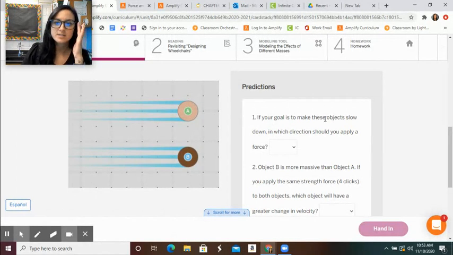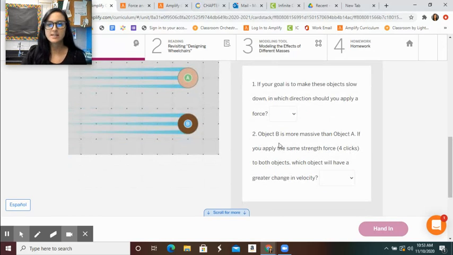And so the two predictions we have to make before we actually test it out in the simulation is, if our goal is to make these objects slow down, which direction should the force be applied? You're going to click from the drop down menu here: up, down, left, right. We know that these objects are already moving to the right, so which direction should these forces be applied to get it to slow down?